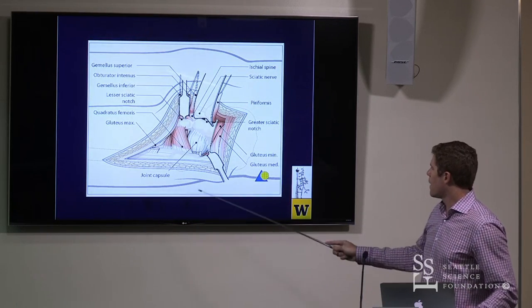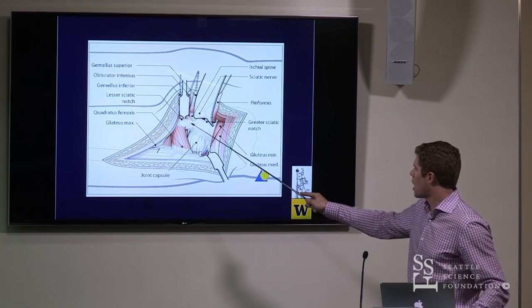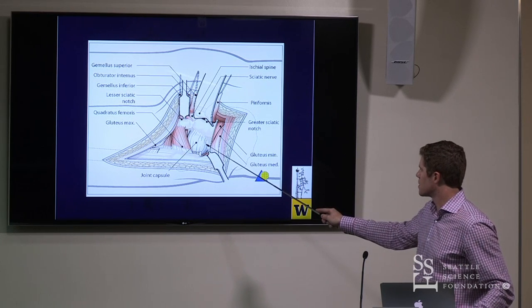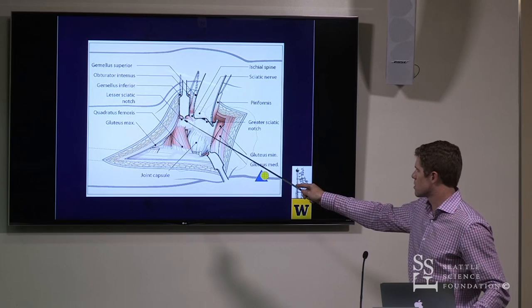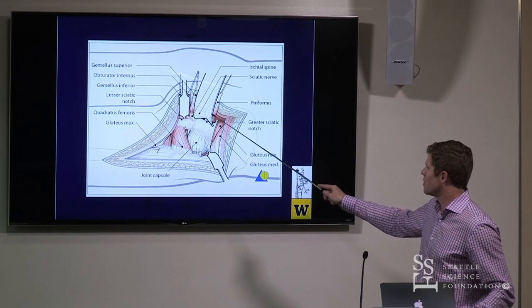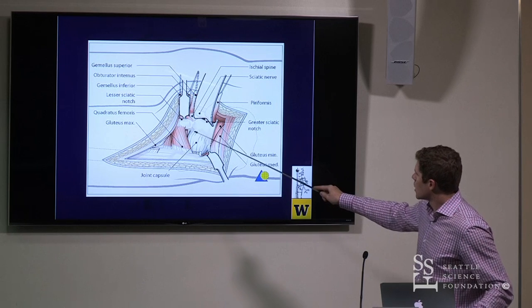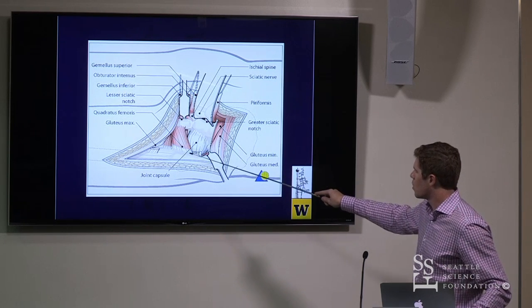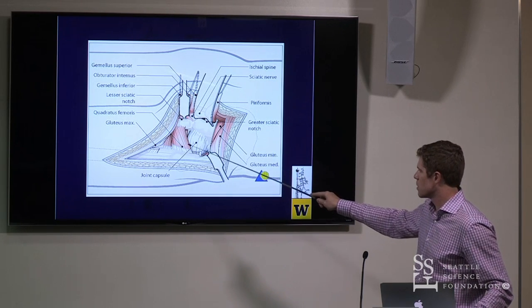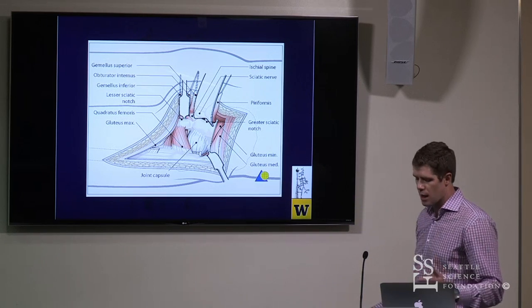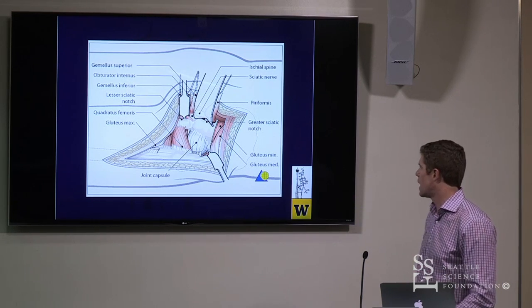So once you've done that, you've exposed the posterior column and the posterior wall of the acetabulum. You can have a retractor in the lesser sciatic notch and then gently be retracting on the sciatic nerve and the gluteus maximus. The quadratus femoris, as we know, is home to the medial femoral circumflex artery, so we stay out of that zone so you're not damaging the blood supply to the femoral head.